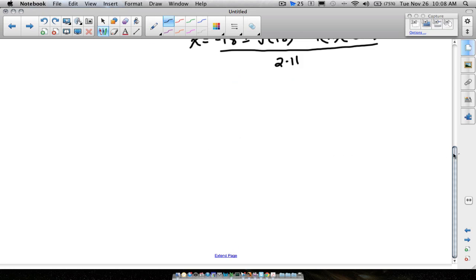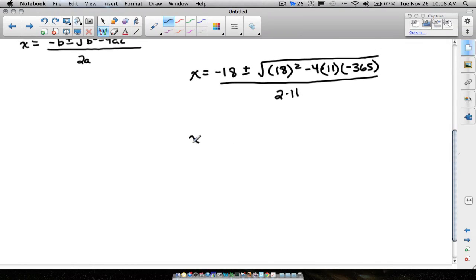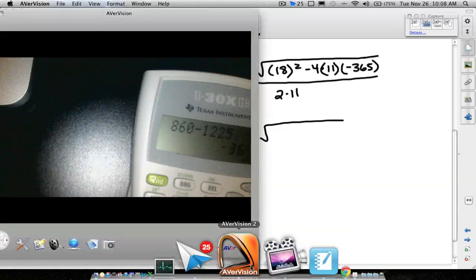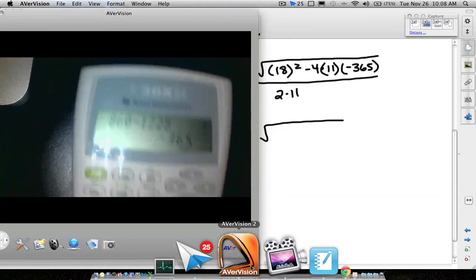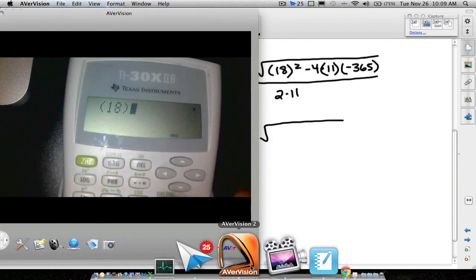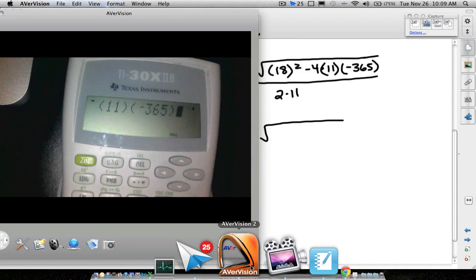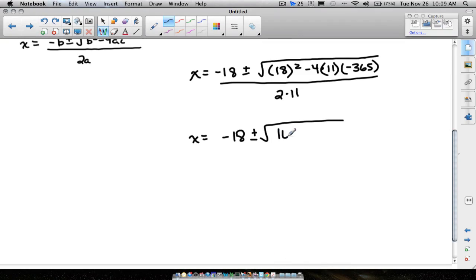All right, so let's clean this up a little bit. We have x equals negative 18. Going to the calculator, plus or minus the square root. I'm going to figure out what that number is on the inside of that house. So we got 18 squared minus 4 times 11 times negative 365. So we get 16,384 on the inside of there. And this is all over 22.